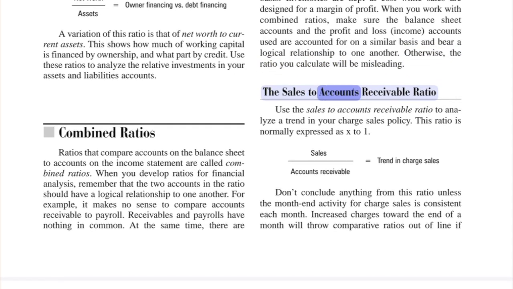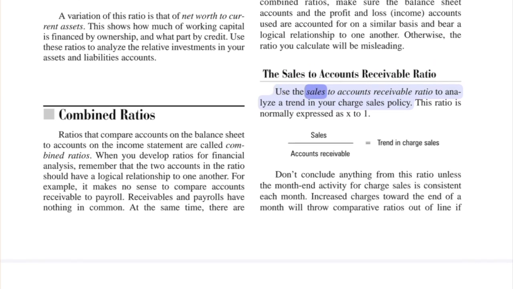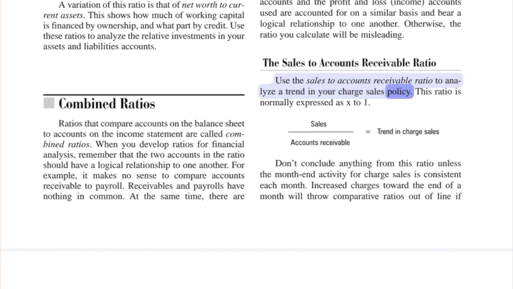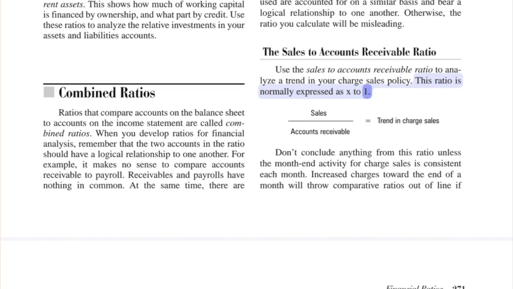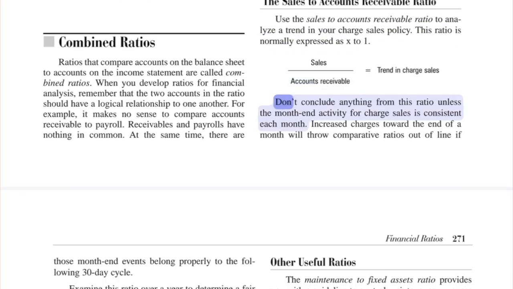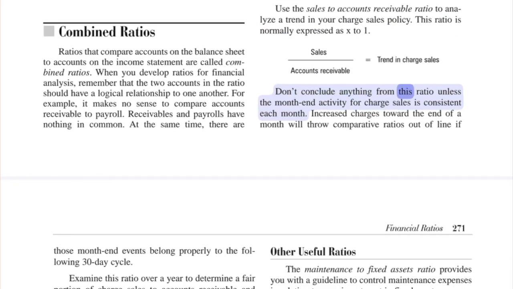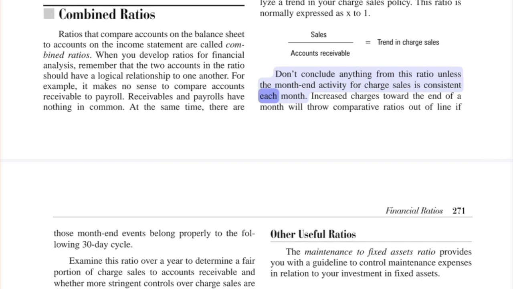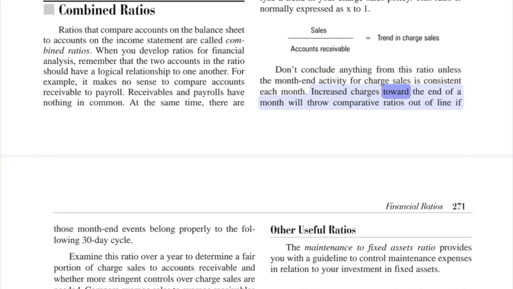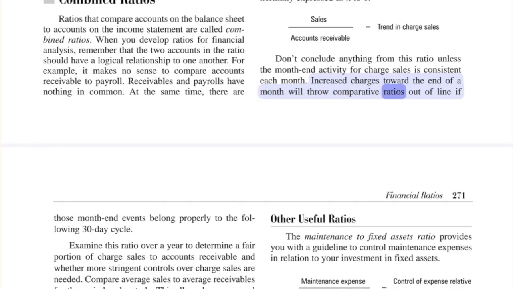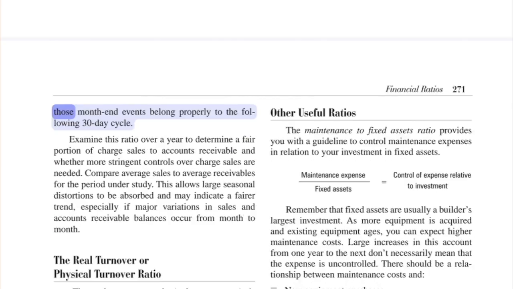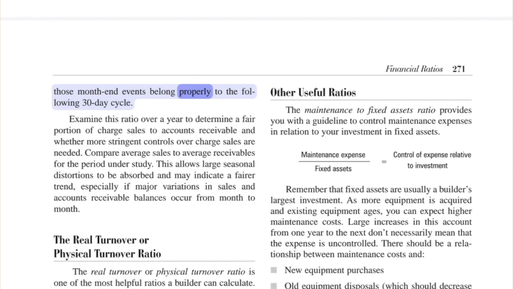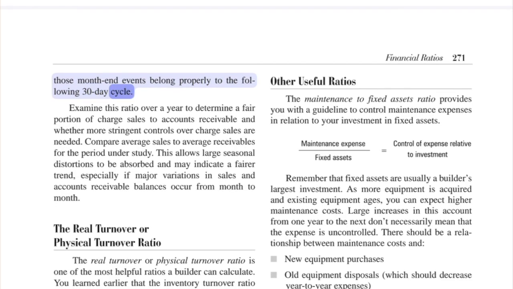The sales to accounts receivable ratio. Use the sales to accounts receivable ratio to analyze a trend in your charged sales policy. This ratio is normally expressed as X to 1, accounts receivable. Don't conclude anything from this ratio unless the month-end activity for charge sales is consistent each month. Increased charges toward the end of a month will throw comparative ratios out of line if those month-end events belong properly to the following 30-day cycle.